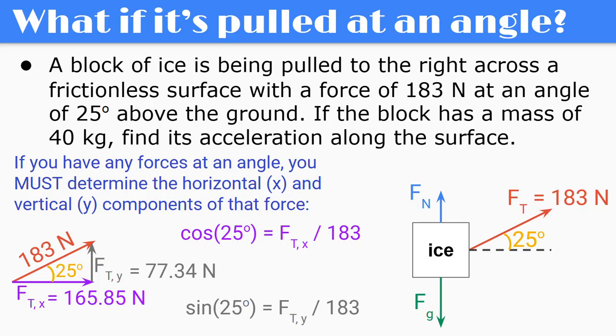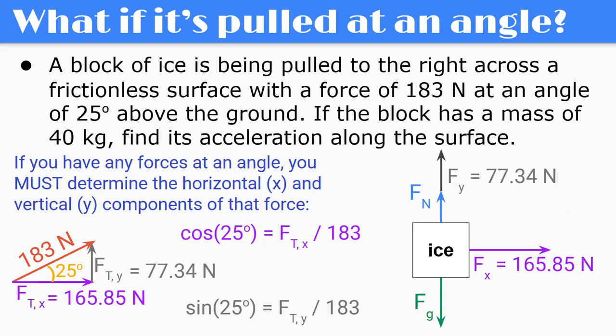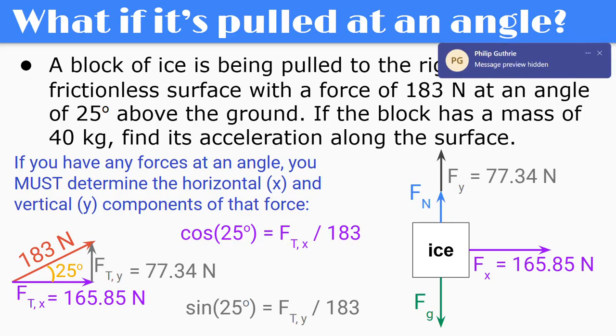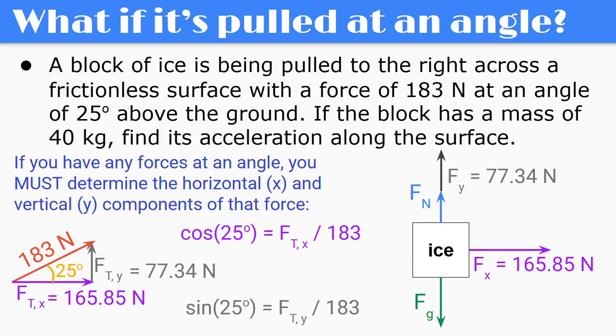So now I have the pieces. That 183 is at an angle. I can't use that, but I can use, and I have to use, the horizontal piece, 165.85, and the vertical piece, 77.34. I'm actually going to redraw my free body diagram with those on there, and without that diagonal one, so that it looks like this. Okay, so that diagonal one gave me those two pieces, Fty and Ftx. Yes? What do you type in the calculator for the purple one? For the purple one, it would be 183 times cosine of 25. You're just isolating the variable, multiply both sides by 183.